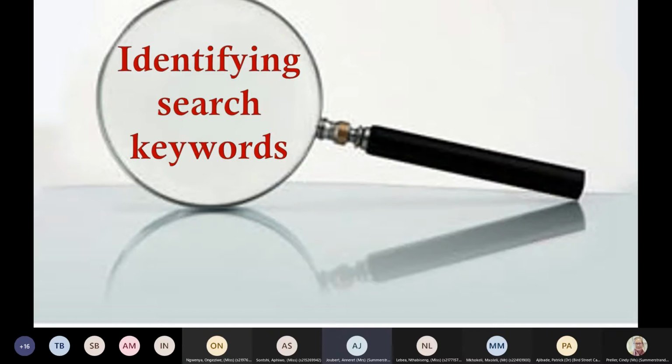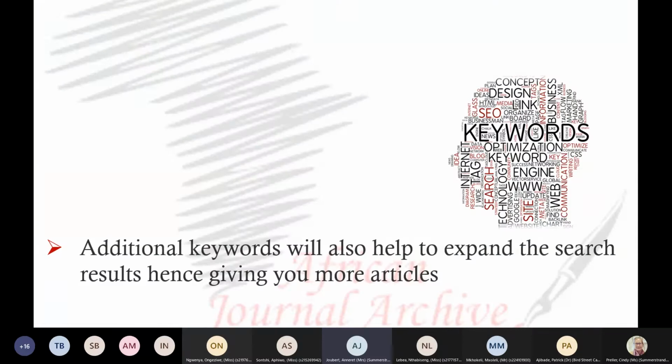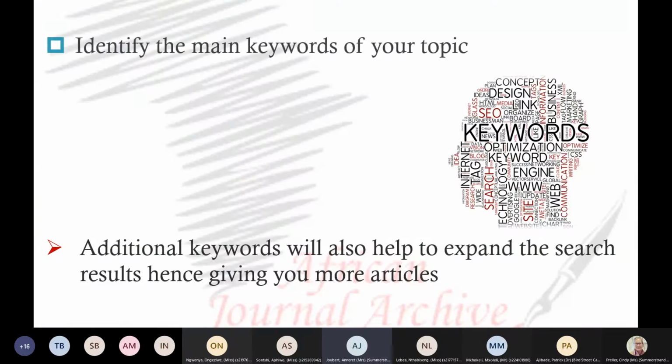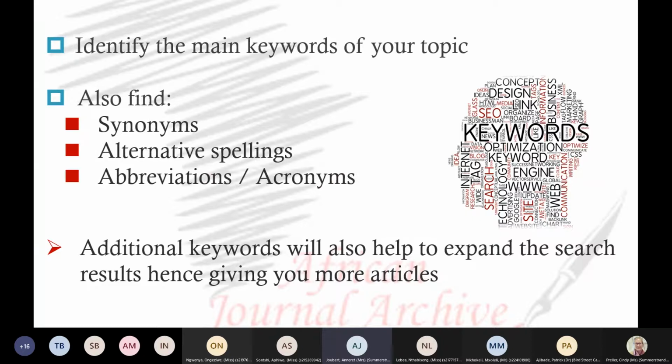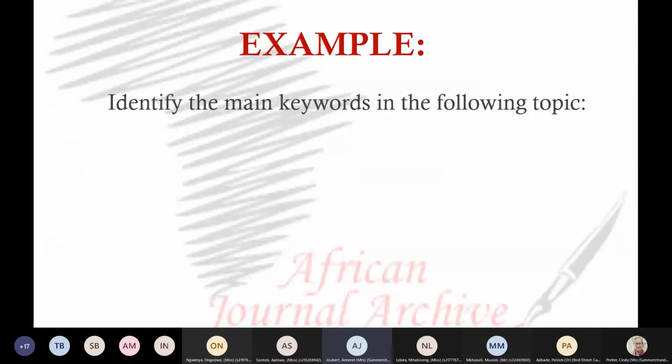Now, if you want to identify your search keywords, before you start with any search, you have to identify your search keywords from your topic. So when you identify the main keywords, you will have to look at things like synonyms, alternative spellings, abbreviations or acronyms. So that is very important.